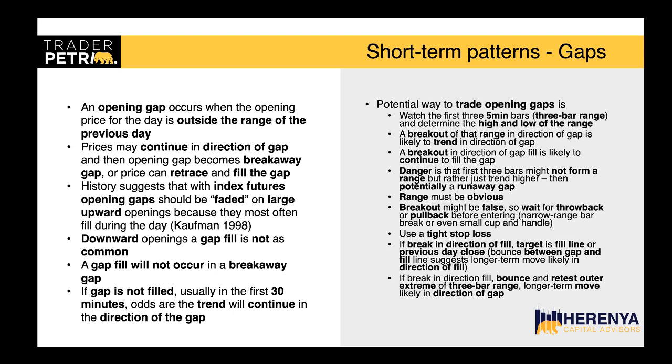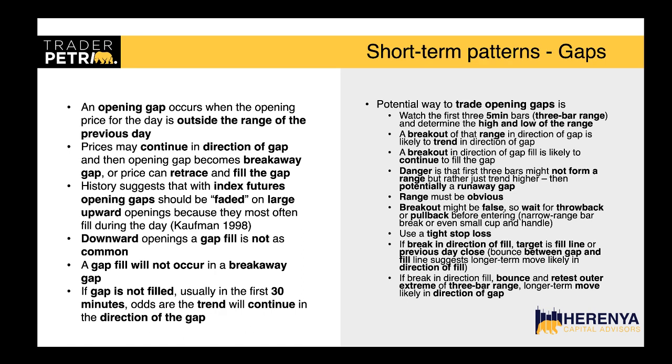So the next type of principal gap that we're going to look at is called an opening gap. An opening gap occurs when the price for the day is outside of the range of the previous day. So this is very important to note. The opening gap occurs when the opening price for the day is outside of the range of the previous day. The prices in this case may continue in the direction of the gap, and then the opening gap could become a breakaway gap, or price could retrace and fill the gap.